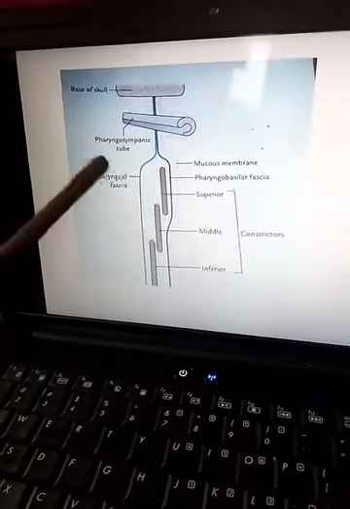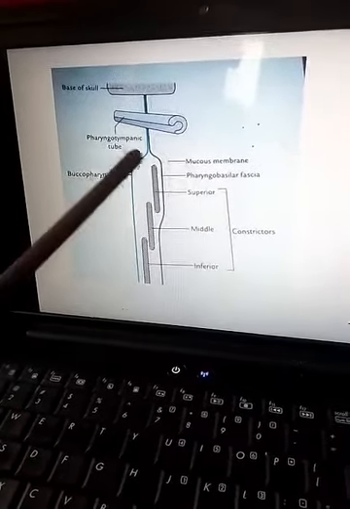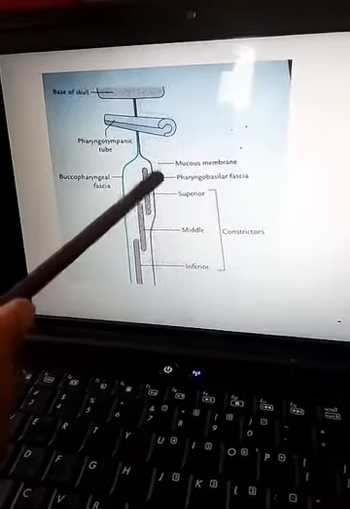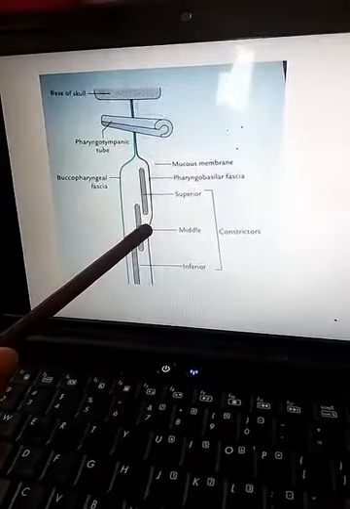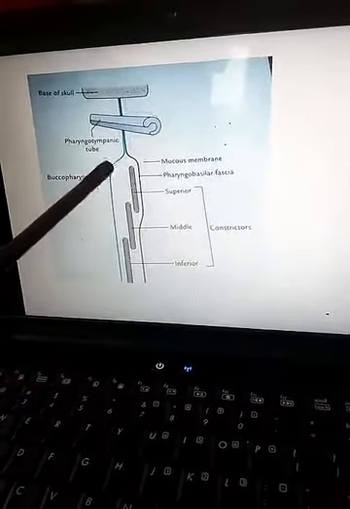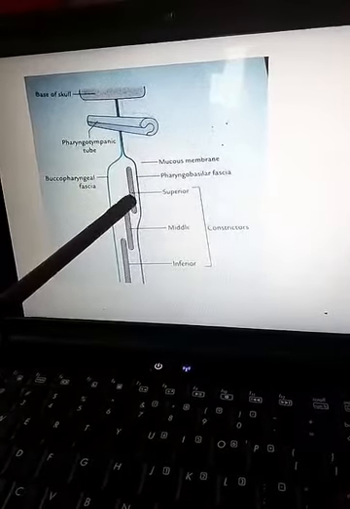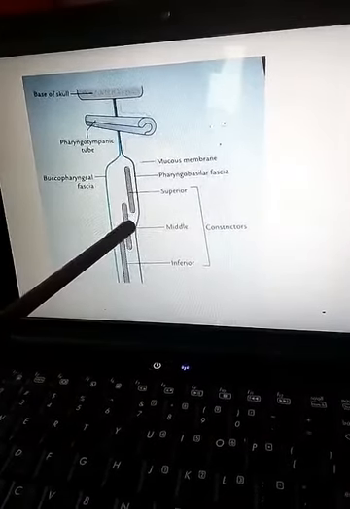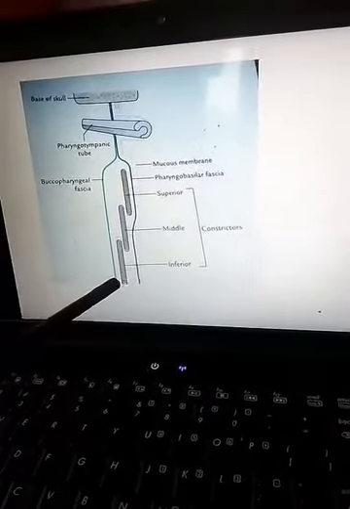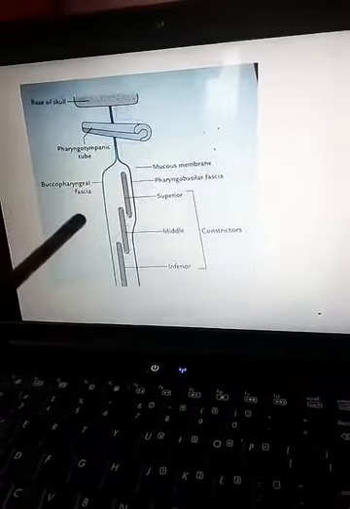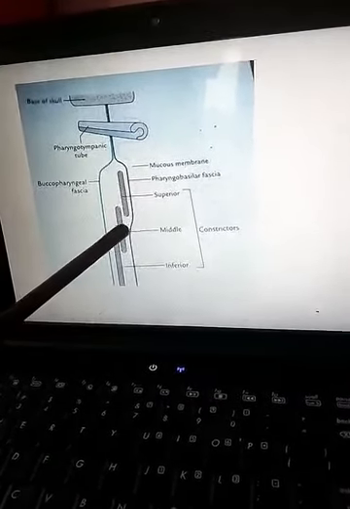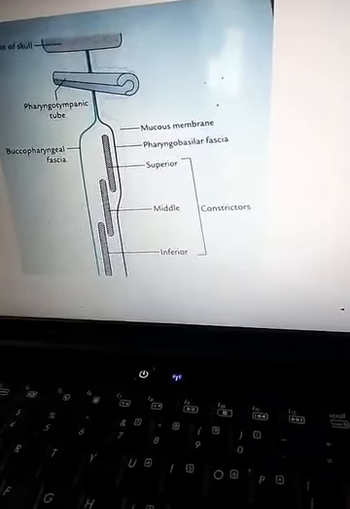Now the pharyngeal wall. The pharyngeal wall consists of four layers. The first, innermost, is the mucous layer, the mucous membrane. Then we have the pharyngobasilar fascia. Then we have the muscular coat that consists of superior constrictor, middle constrictor and inferior constrictor, and outermost is the buccopharyngeal fascia. The mucous membrane lining the pharynx consists of a considerable amount of elastic tissue.